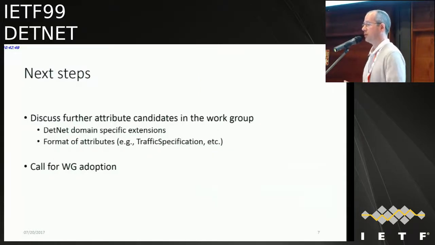And practically that's it. So we have added DETNET domain-specific extensions. We think that there are some further work on that. We think also that on the format of the attributes like traffic specification, this is also something where we need some further work. However, we think that with the merge of these 2 flow information model draft, we are quite stable regarding having a baseline for the flow information model draft. So this is why we are calling for adoption on that draft.